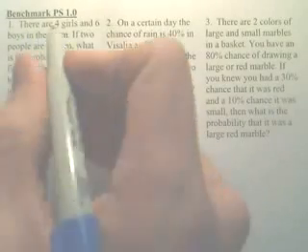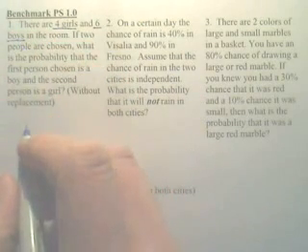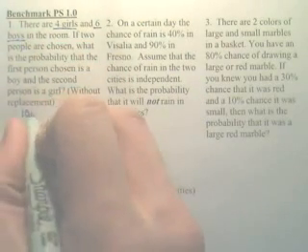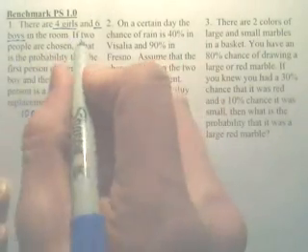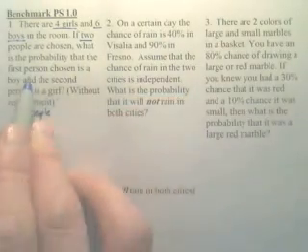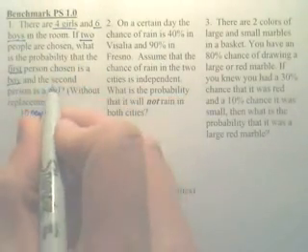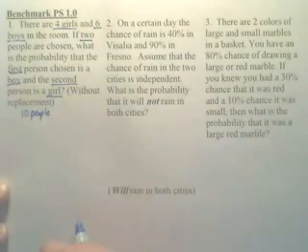There are 4 girls and 6 boys in a room. So how many people? 10 people. Okay. If 2 are chosen, what is the probability that the first is a boy and the second is a girl?